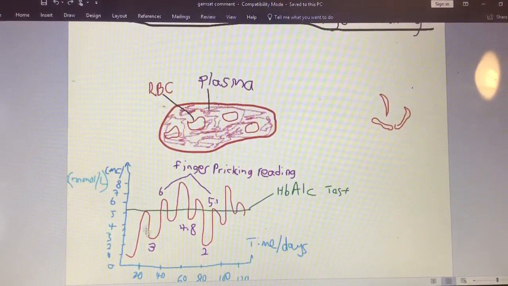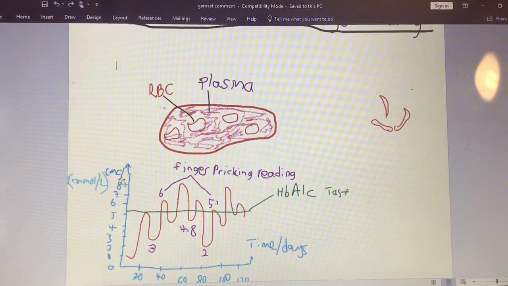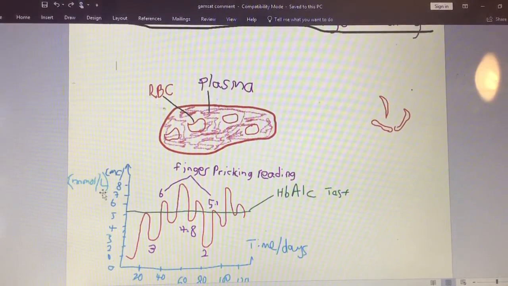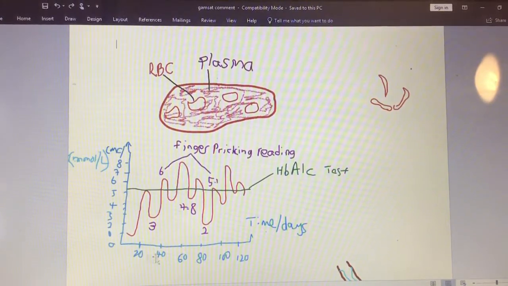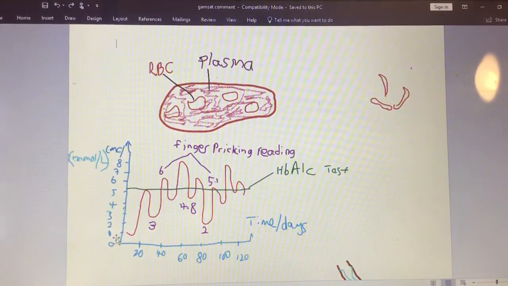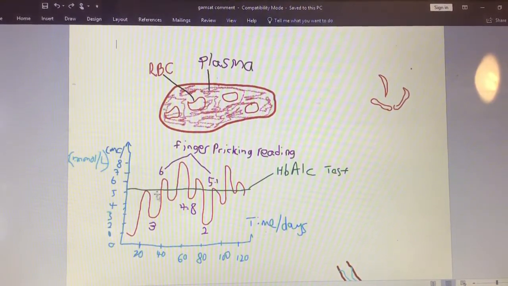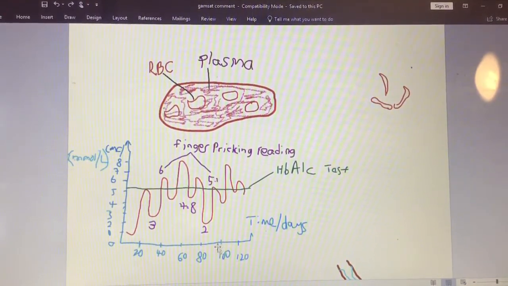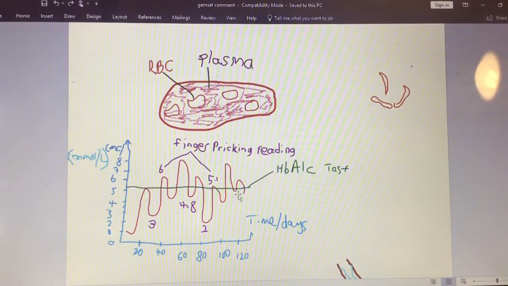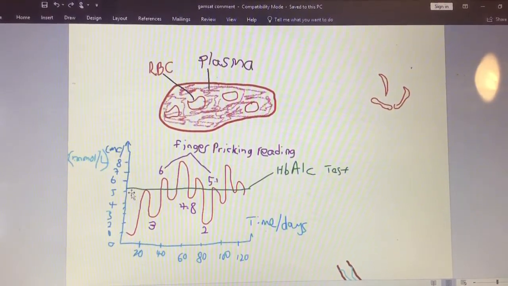So if you plot a graph of concentration in millimole per liter over time or days, so this is 120 days, that's the lifespan of the red blood cell. So what the test does is it takes the average within that 120 days, or some of them 90 days, 3 months, and it takes the average of it and gives you the average reading.